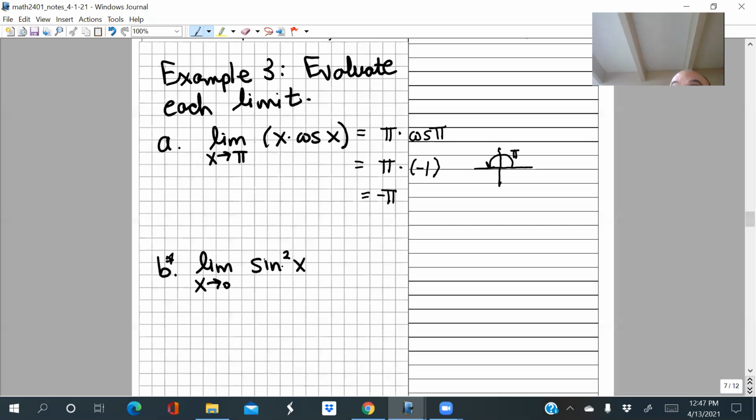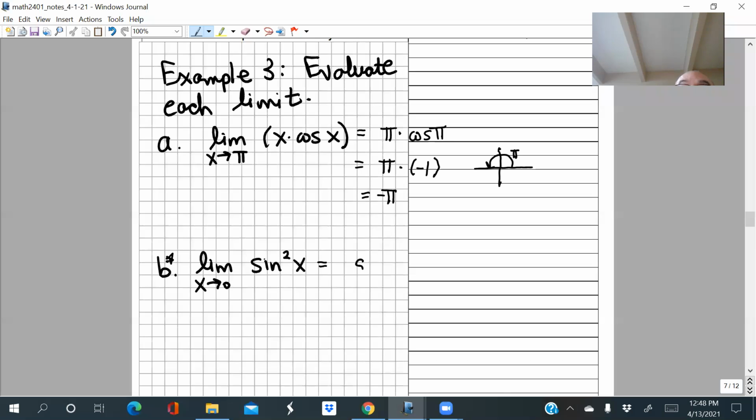Sine of x is continuous because that's another trig function. Now this is sine squared of x, so that's not quite a trig function, but this still is going to be continuous. In fact, its domain is all real numbers, and so this function sine squared of x is continuous for all real numbers. Okay, so if you graph sine squared of x, you're going to get a nice, smooth, unbroken curve all the way across the x-axis.